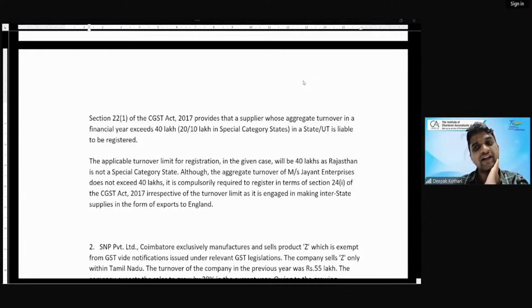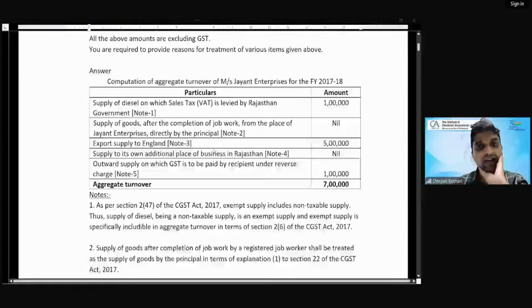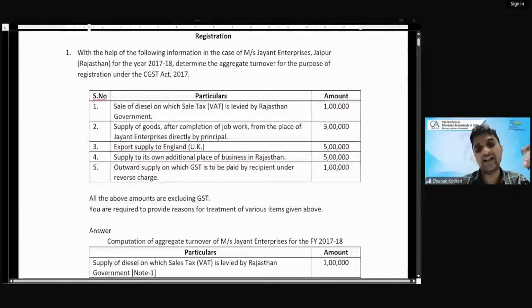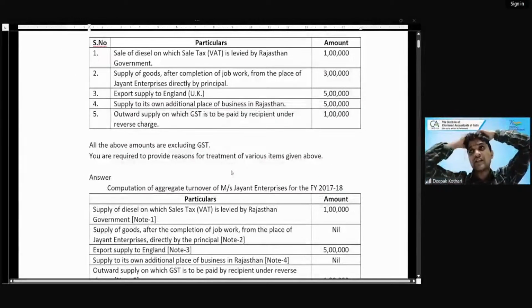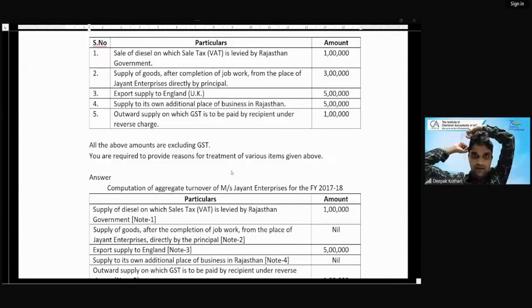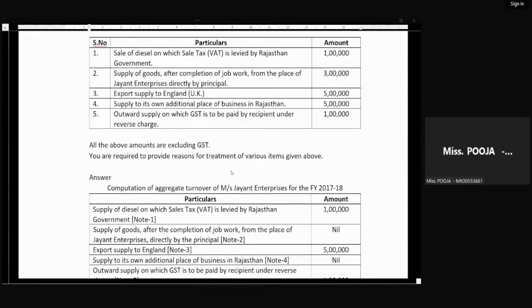Correct. We calculate aggregate turnover of previous year. No, we are calculating aggregate turnover of 17-18 itself. Right? So in this year itself, we don't see the aggregate turnover of previous year. That we see for composition supply and other things, right? But for registration, you'll see the turnover of the current year, not the previous year. Okay, sir.